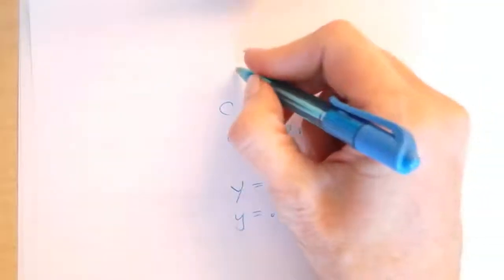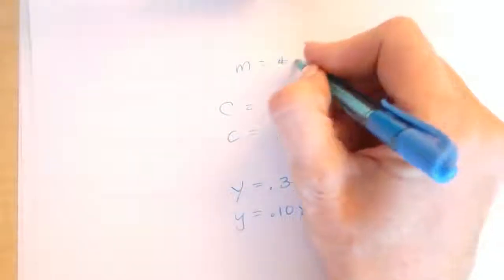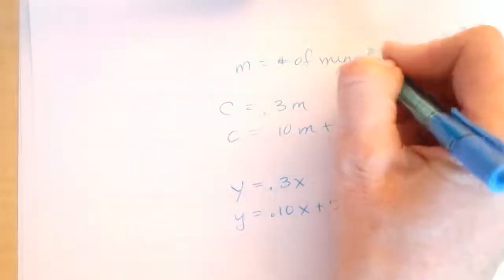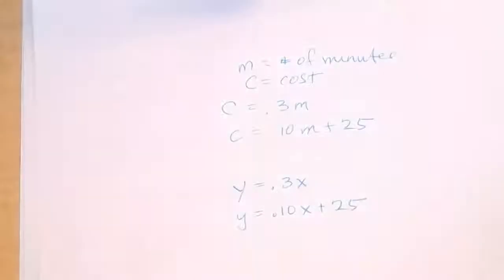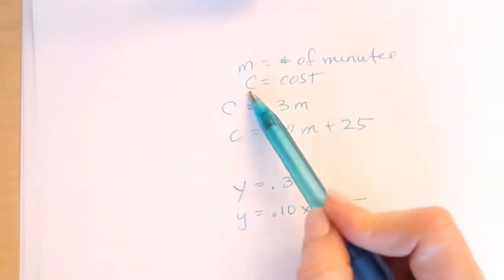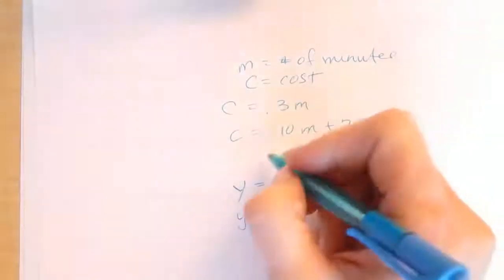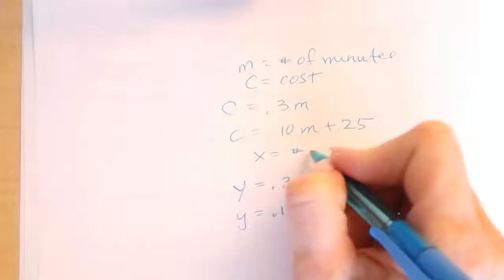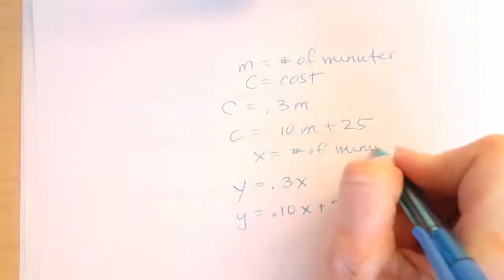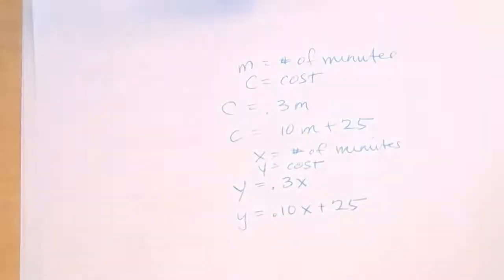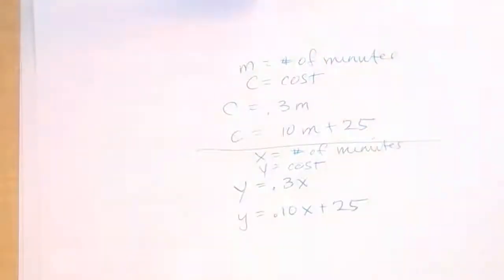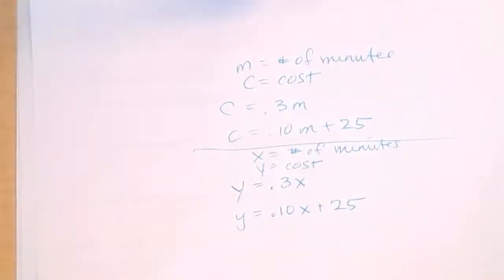They're using M for the number of minutes and C for the cost, right? It's a cost function, so they're being creative and using C as the output, which is cost in this case. They could have just as easily said, let X equal the number of minutes and let Y equal the cost, the outcome. So don't be confused by that. They're just two different ways of talking about the same thing.